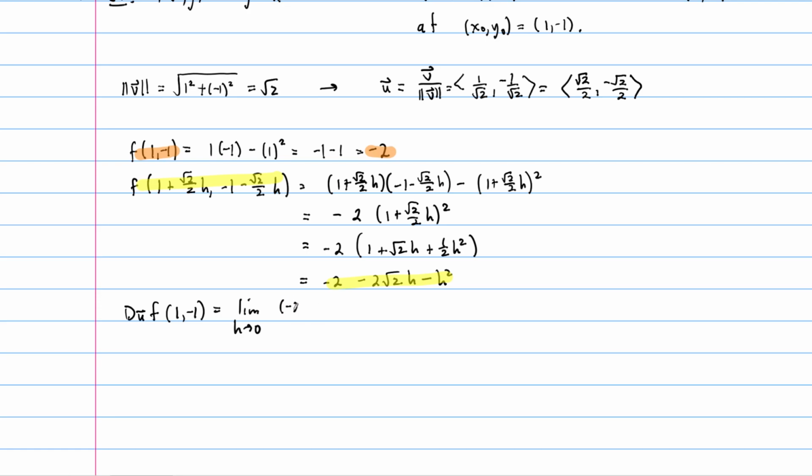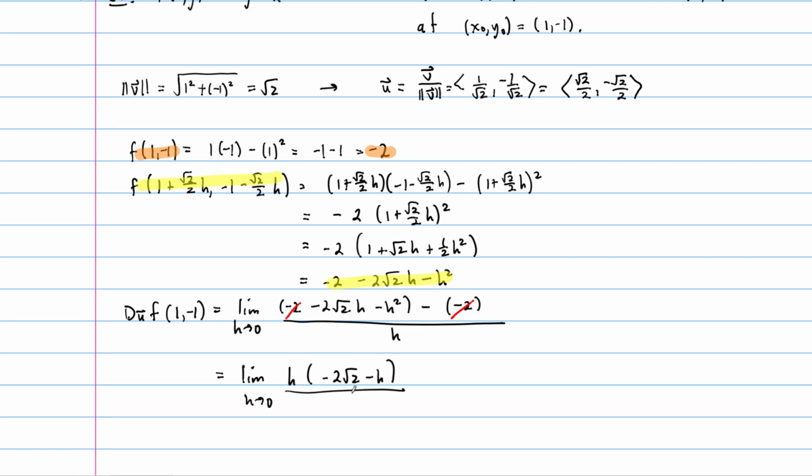So it's going to be negative 2 minus 2 root 2 h minus h squared minus negative 2 all over h, and this is no problem anymore. We've done all the hard work. The minus 2's cancel, h comes out, and this limit is going to be no problem, right? So this is the limit as h approaches 0 of, again, h factors out, we're left with negative 2 root 2 minus h all over h. And of course, in a limit, these h's cancel, and this limit is minus 2 root 2.